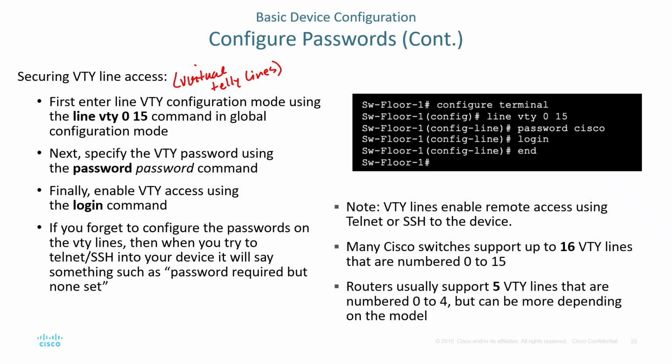Now, again, VTY lines enable remote access using Telnet or SSH into the device. Many Cisco switches will support up to 16. So what will tend to happen is, when you see it like this, line VTY, and you type in as a human 0 to 15, you may see when you do a show run on your devices that it will actually populate as such. Okay, so no tremendous rocket science as to why it does this, but do understand, don't get confused. It still means 0 to 15. They just put it on 2 different lines.